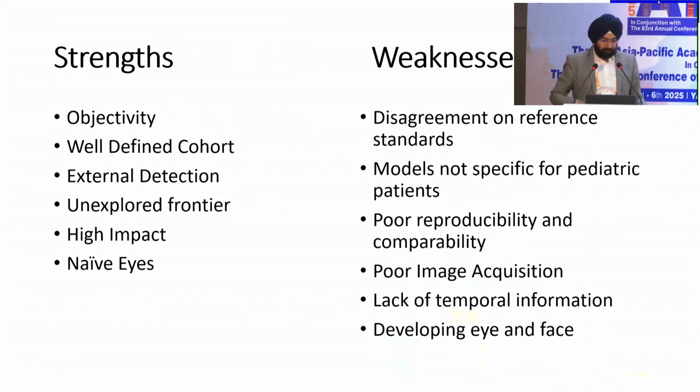The strength of AI in children is that it's a well-defined cohort. We're looking at specific diseases in a specific age group. We're not looking at it across the board, but that also becomes its weakness, and I'll discuss that a little later on this same slide. The other side is that it's still a nascent field. It's open. Not all AI which is already out in the market can be adapted here.